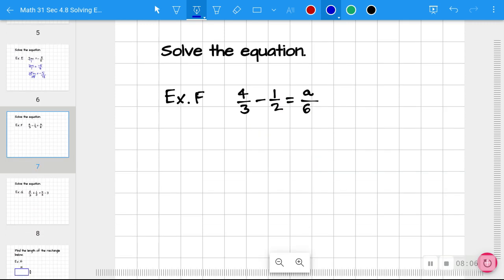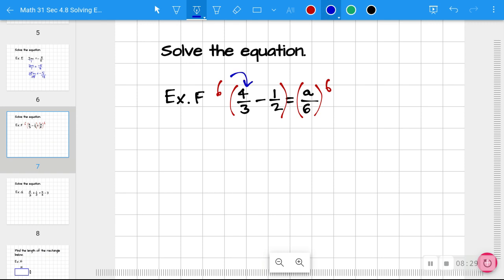Okay, this problem here has 3 denominators, so we're not dealing with a proportion here. You could simplify the left-hand side and make it a proportion, but we're just going to multiply through by the common denominator. 2 and 3 and 6 all go into 6. So we're going to take this 6 and multiply it throughout.